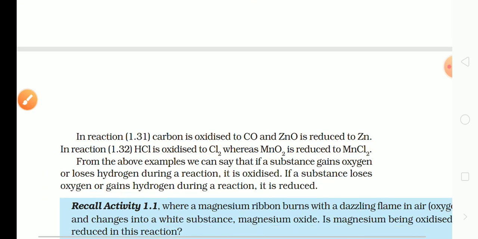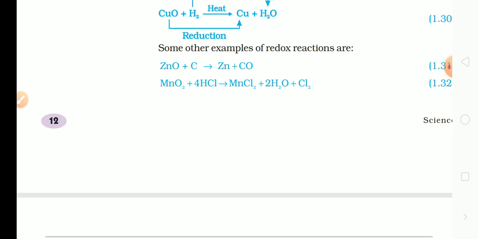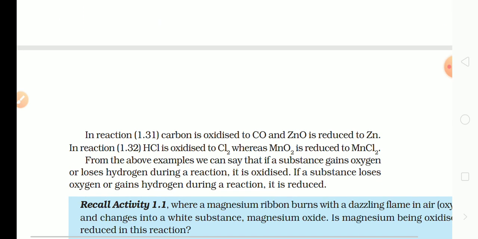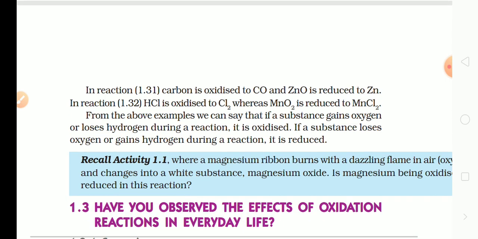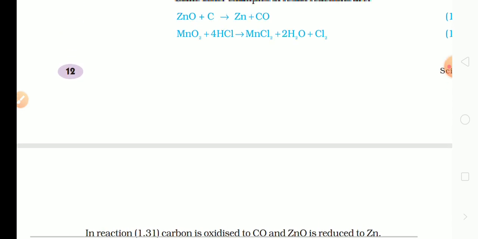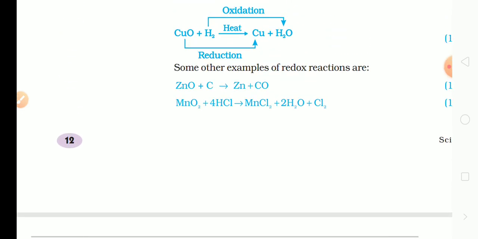And you can see from the examples we can say that if a substance gains oxygen or loses hydrogen during a reaction, it is oxidized. If a substance loses oxygen or gains hydrogen during a reaction, it is reduced. That's all. And sometimes they might ask you to find out which substance is oxidized, which substance is reduced, which is the oxidizing agent, which is the reducing agent. I will give you a clear idea about that.